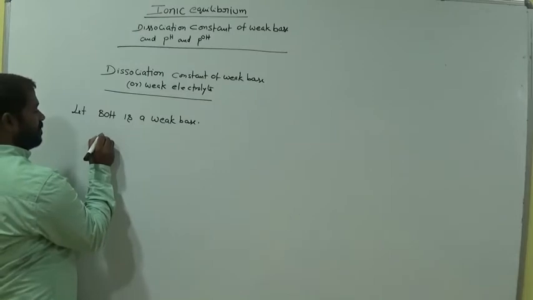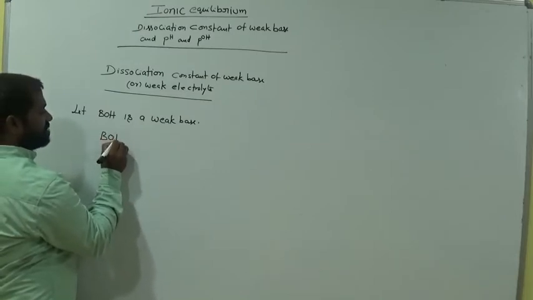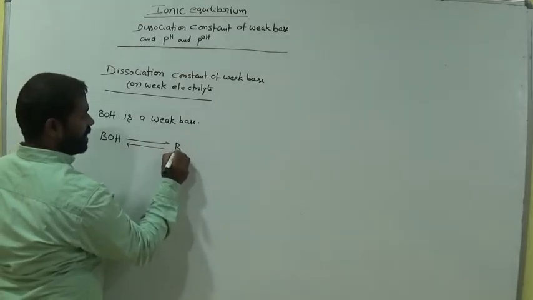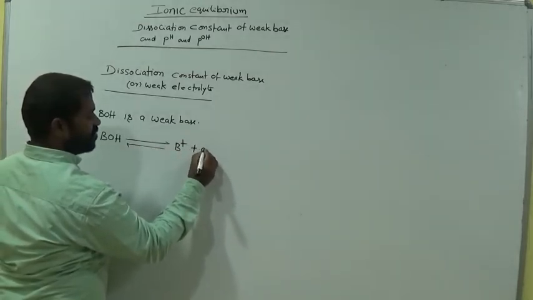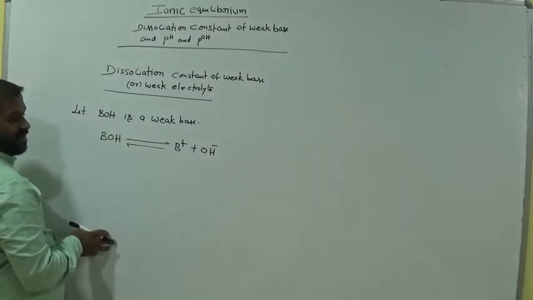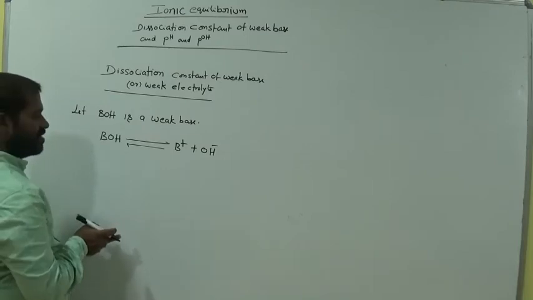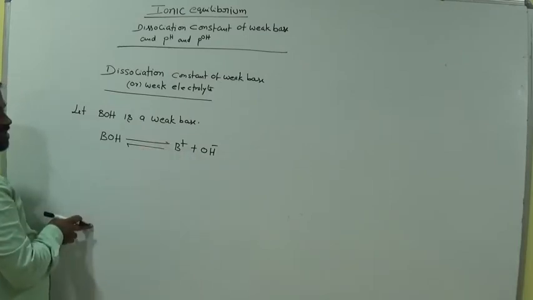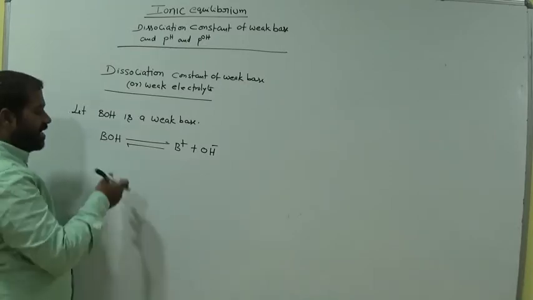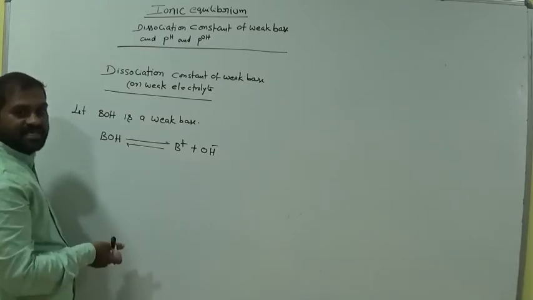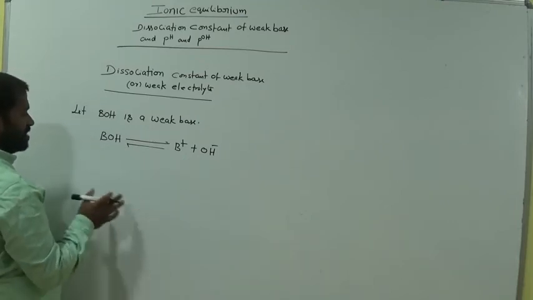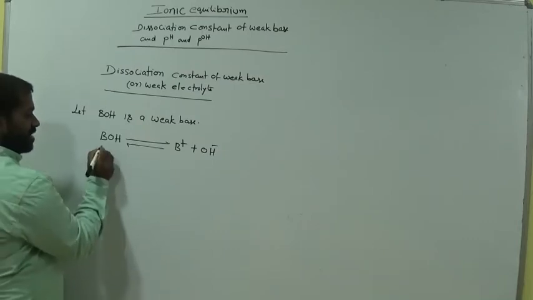So now it dissociates as B plus and OH minus. Am I right? This is the dissociation. So it gives OH minus. But due to its weak nature, it doesn't undergo complete ionization. Not complete ionization. Remember this. It is a weak base.